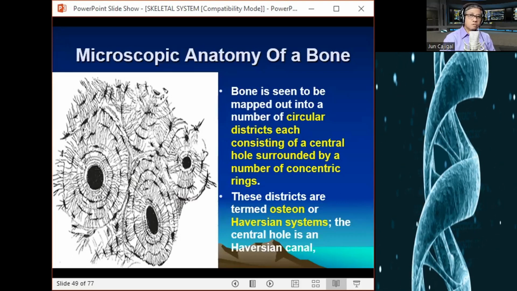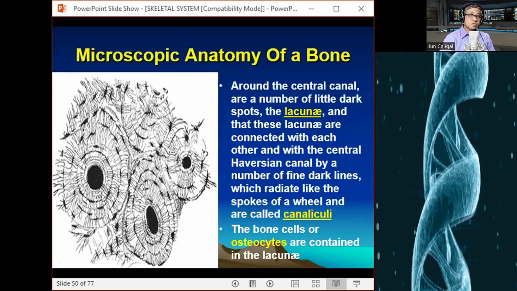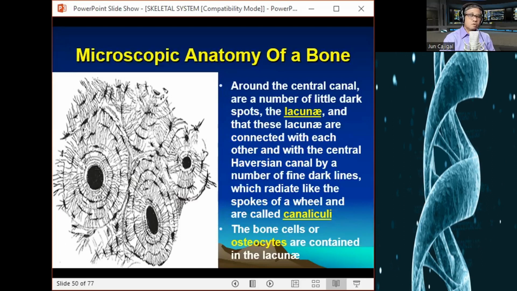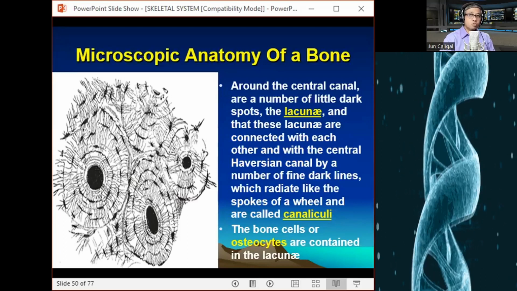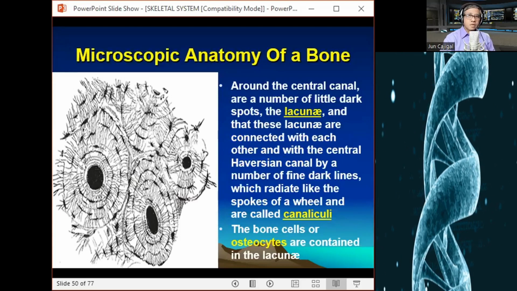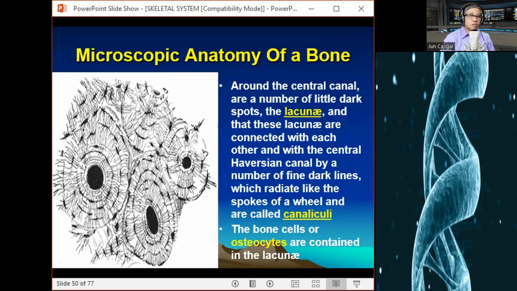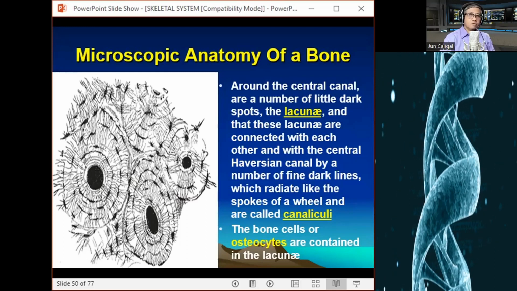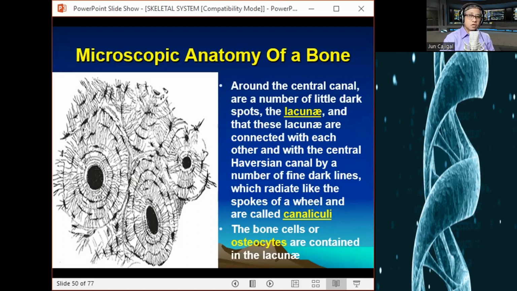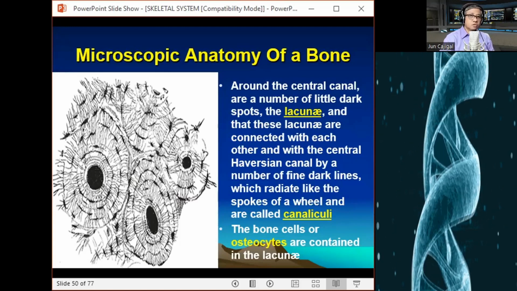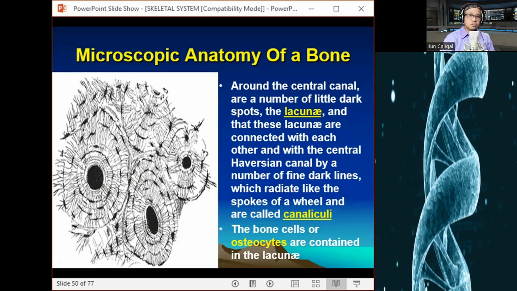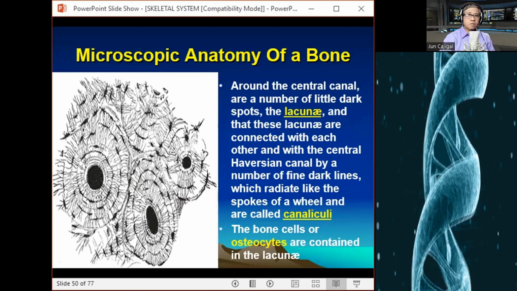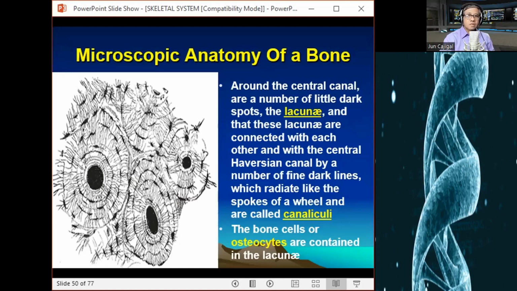Now, the central hole that you could see is the Haversian canal or central canal. And around that central canal are a number of little dark spots called the lacunae, as you could see in our illustration. These lacunae are connected with each other and with the central Haversian canal by a number of fine dark lines which radiate like the spokes of a wheel, very obvious in our illustration. Those fine dark lines are called canaliculi.